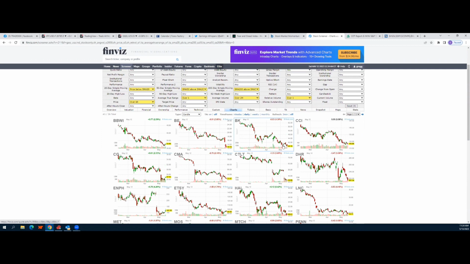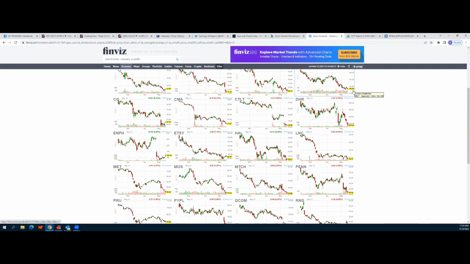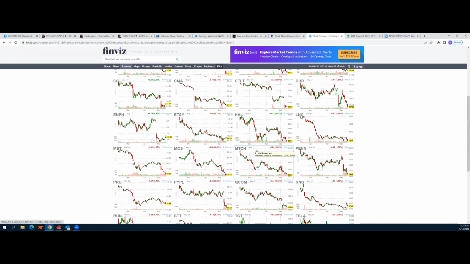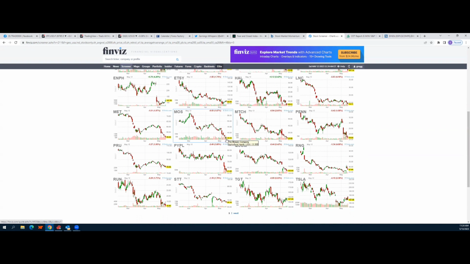Okay, this BK right here, Bank of New York Mellon, we get below 40, I'm interested. CCI, upper left to lower right, we get below 116.50 with the bearish S&P and sectors. I'm interested. Let's see, what else looks good? MOS looks good, below 35. We talked about this. Penn Gaming, again, hey, we get below 24.50.